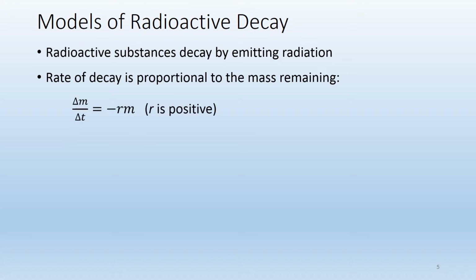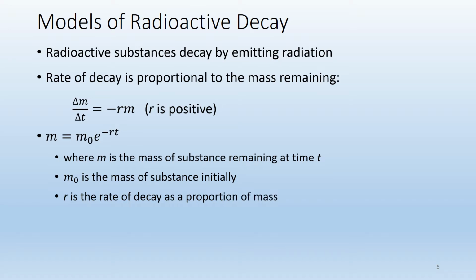Radioactive substances decay by emitting radiation, and the rate of decay is proportional to the remaining mass. So once again, we have a situation where the change in mass divided by the change of time is some constant times the remaining amount, mass in this case. The r is positive, and by putting a negative in front of that, that means that constant is a negative amount representing decay. So we can use the exponential model once again, where the mass is equal to m naught, some initial amount, times the exponential function e to the negative rt.